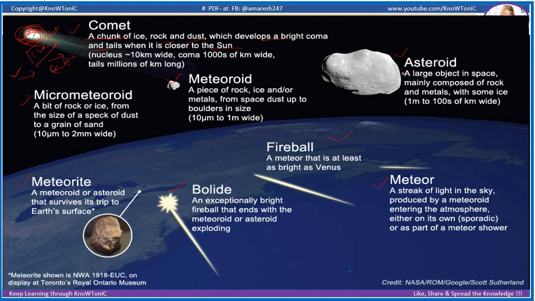Now an asteroid is a large object in space mainly composed of rocks and metals with some ice, 1 meter to hundreds of kilometers wide. So this is an asteroid. It is all because of asteroid impacts on the Earth's surface that different depressions and valleys came into existence.